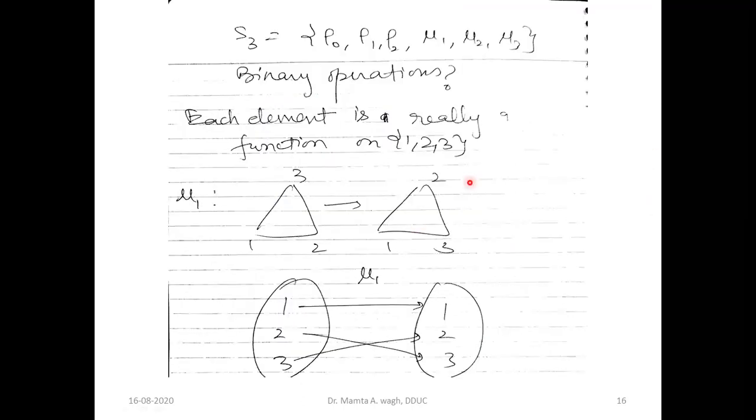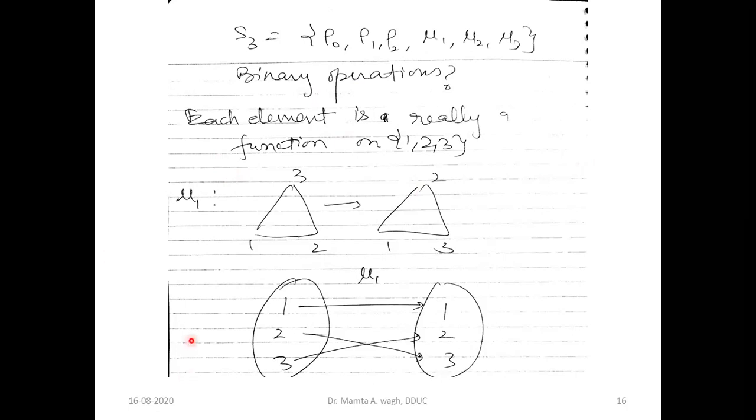Now consider this set: rho 0, rho 1, rho 2, mu1, mu2, mu3. I am denoting it by S3. Again, what we did in the group of symmetries of the square, what we are doing here is the same. First we have to check what the binary operation in this set is. First of all we have to check the closure property, and for that you need a binary operation. So again, I am going to consider these rotations as functions, and that will be your function composition. Each element is basically a function on this set 1 2 3, because we are basically changing the positions of these corners which are named 1 2 3.